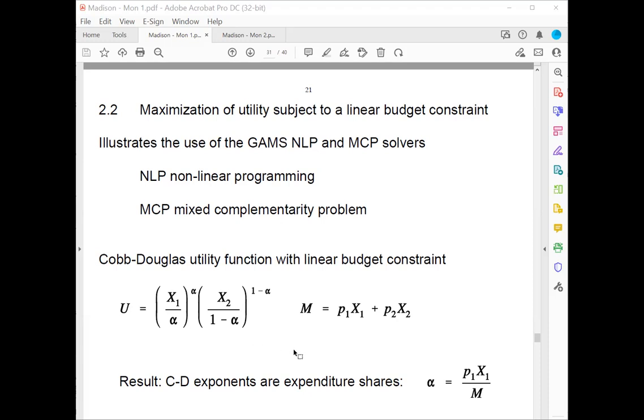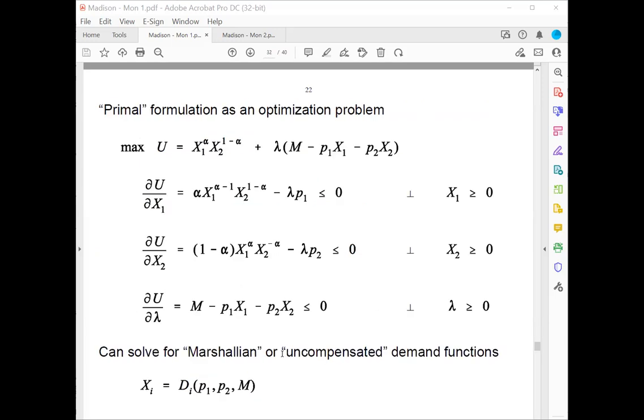If you do the algebra, Cobb-Douglas has this very simple property that the exponents alpha and 1 minus alpha are expenditure shares on the two goods. It turns out if you do the optimization problem, alpha is the expenditure on good one, P1 X1 divided by M. So sometimes the Marshallian problem could be referred to as the primal in an optimization problem. I guess we don't use those words too much here.